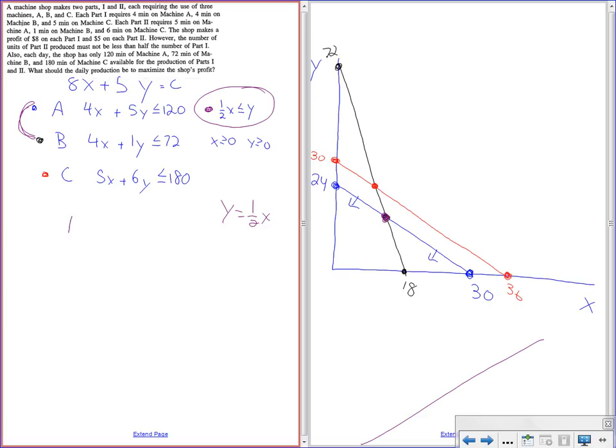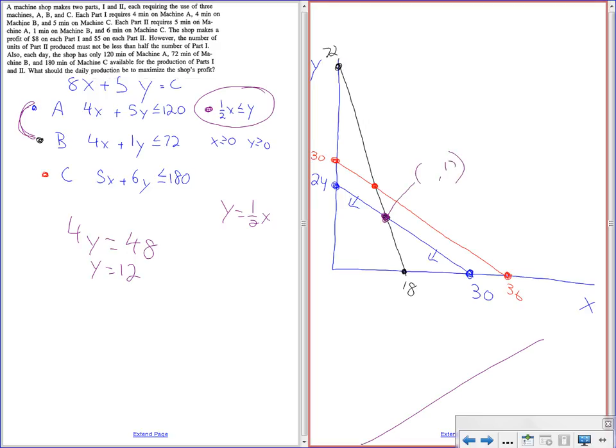I'm going to write it out right away. Subtract the 2 out. I'm going to get 4y is 48. You agree? I get 12 for y. So that means my y value at this point is something, comma, 12.